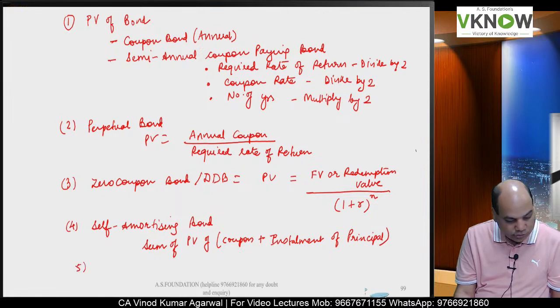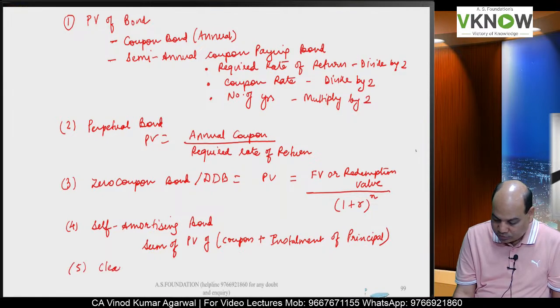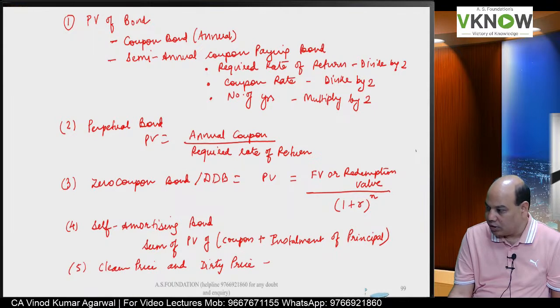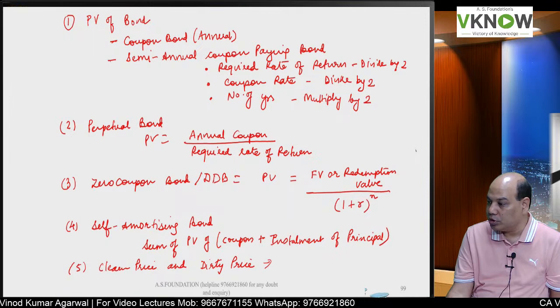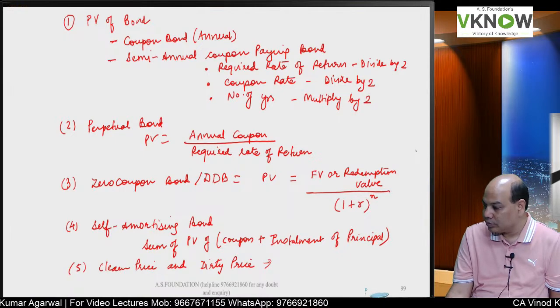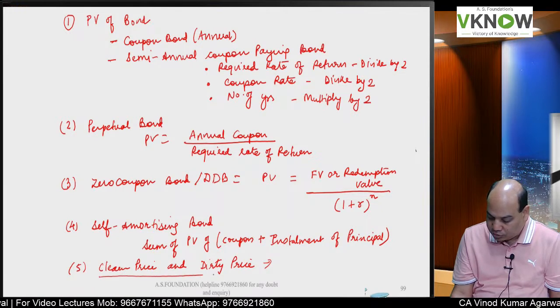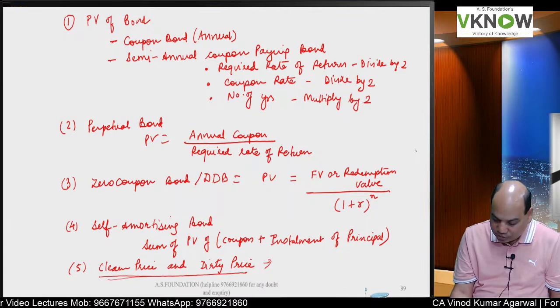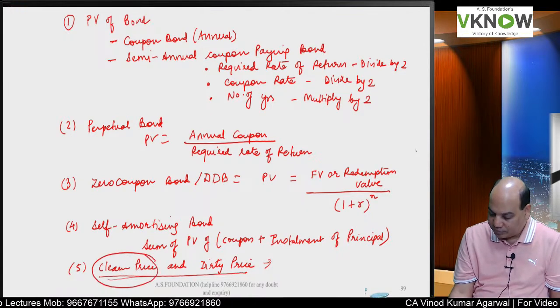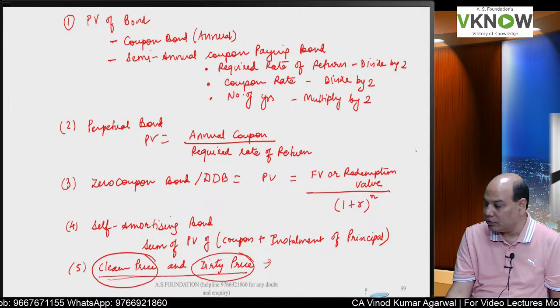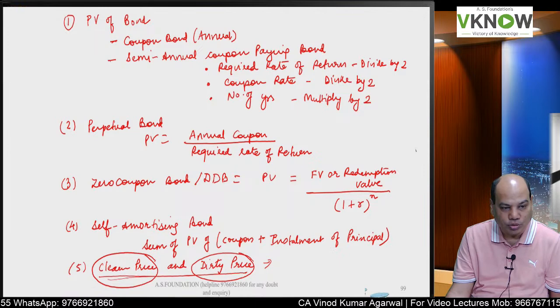And the fifth thing we have done was clean price and dirty price. The concept of clean price and dirty price is required when you have to value a bond between two interest payment dates. Clean price means ex-interest price, dirty price means cum-interest price, that is price including interest accrued. Clean price means price excluding interest accrued.